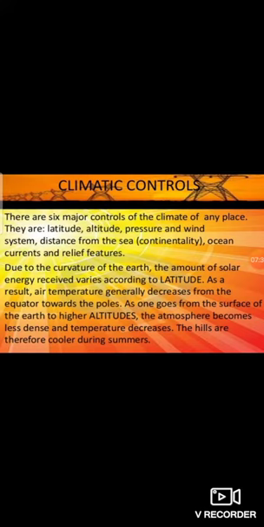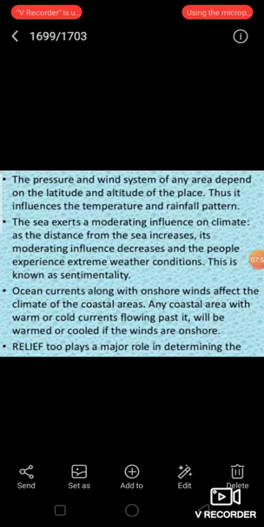Now, the pressure and winds. Now, the pressure and wind system of an area depend on the latitude and altitude of the place. It influences the temperature and rainfall pattern. Now, the sea exerts a moderating influence on climate. As the distance from the sea increases, its moderating influence decreases and the people experience extreme weather conditions.